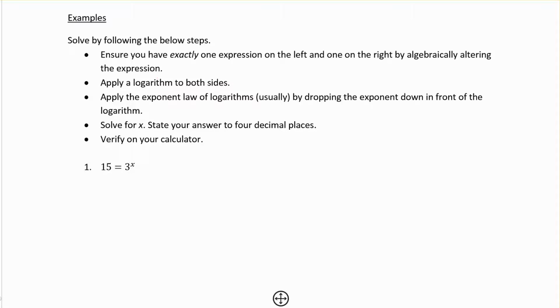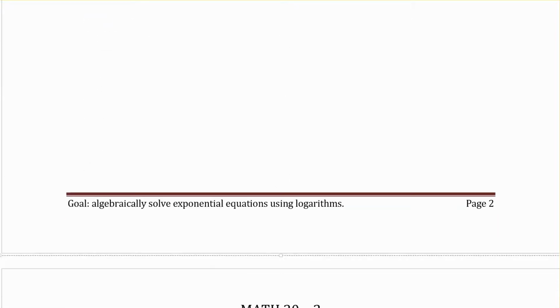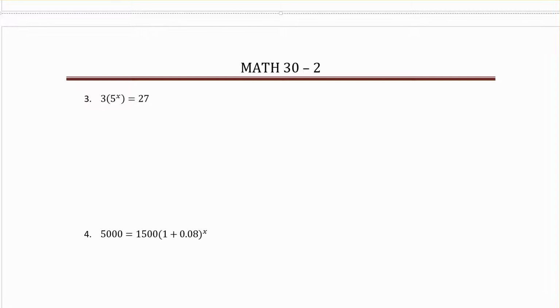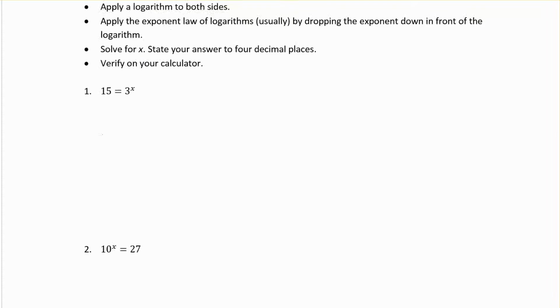What I mean by that, if you go down a little bit, you can see that some of these have more than one expression or one term in here, right? So we want to have one term on each side. So we need to do some algebra to fix that. So that's what I mean by that one.